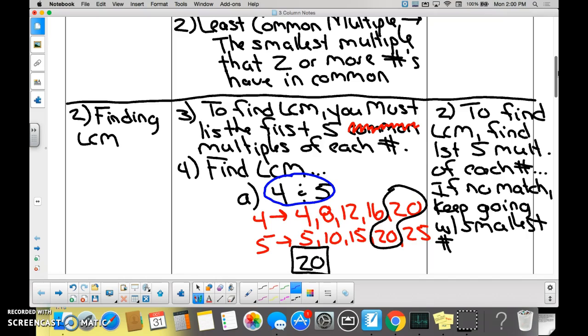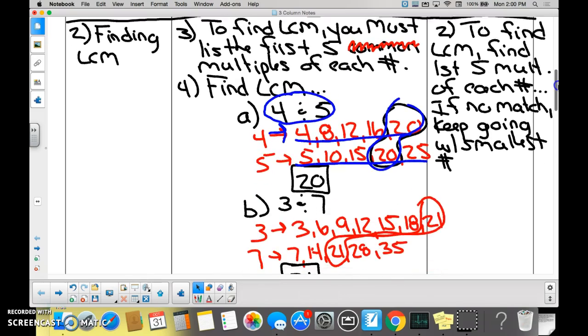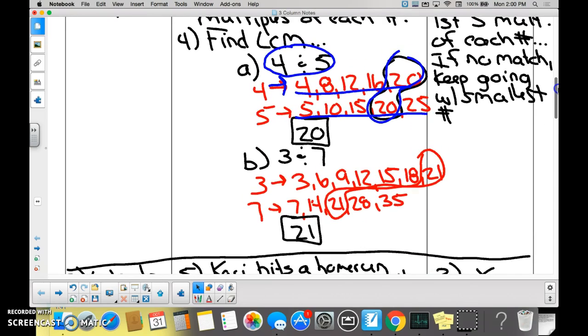So we took the number 4, and we multiplied 4 by 1, 4 by 2, 4 by 3, 4 by 4, and 4 by 5, and we came up with these numbers. We took 5, and we multiplied 5 by 1, 2, 3, 4, 5, and we came up with those numbers. We had them all listed out. We found 20 was the smallest number that they both had in common, and we had our LCM. Yes, no? Yes.